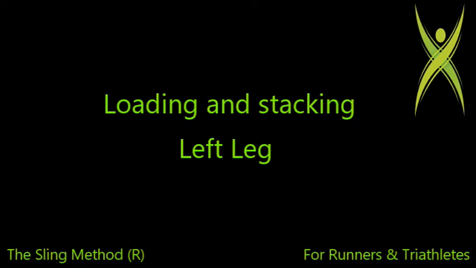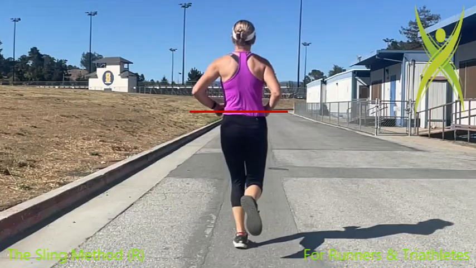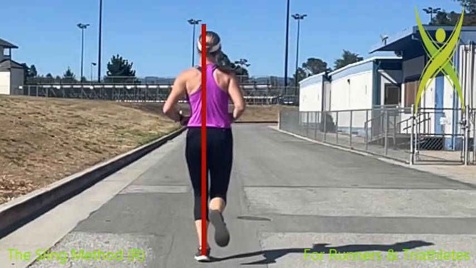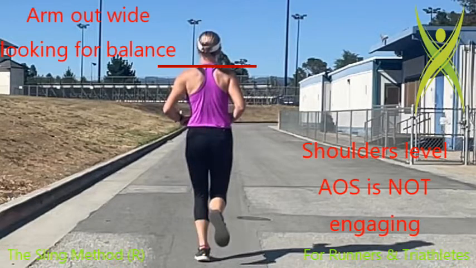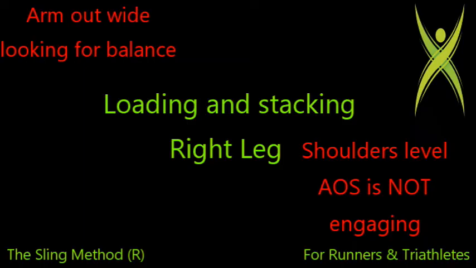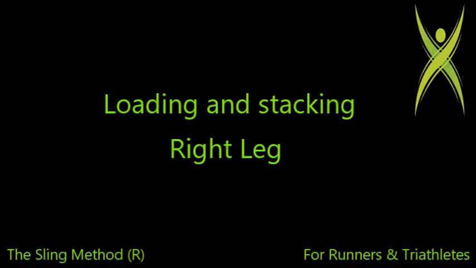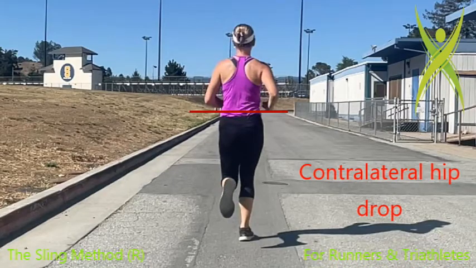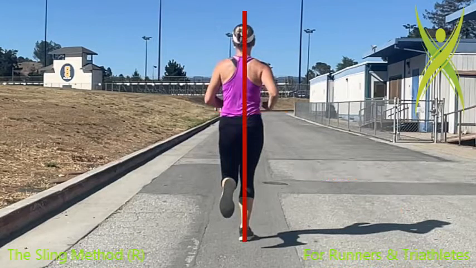Now we can look at the loading and stacking. So that's the mid stance. That's when you have the maximum amount of weight going down onto your foot, your leg. And we can see that there was a definite hip drop. We can see here that this runner is not shifting the torso over to the left quite enough. And you can see that left arm out wide, looking for balance. The shoulders are level. That means that the anterior sling is not engaging very well. The contralateral hip drop there, just a couple of degrees, not huge.